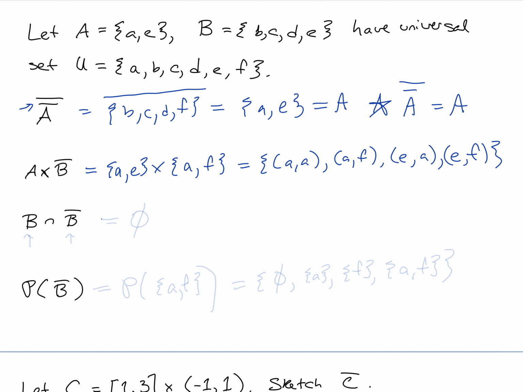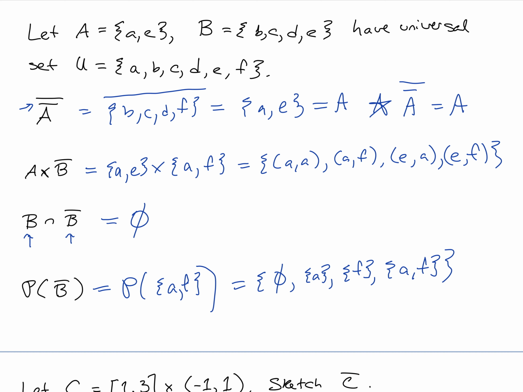B intersected with B complement. So everything that is both in B and not in B. Are there any elements that are both in B and in its complement? No, there are no such elements. That would be the empty set. And what is the power set of B complement? That would be the power set of the set A and F. That would give us the set of subsets. The empty set is a subset, the set containing only A is a subset, the set containing only F is a subset, and the set A, F is a subset as well.